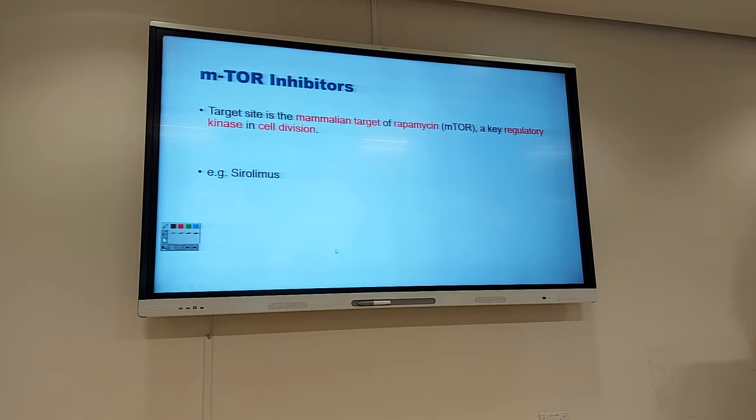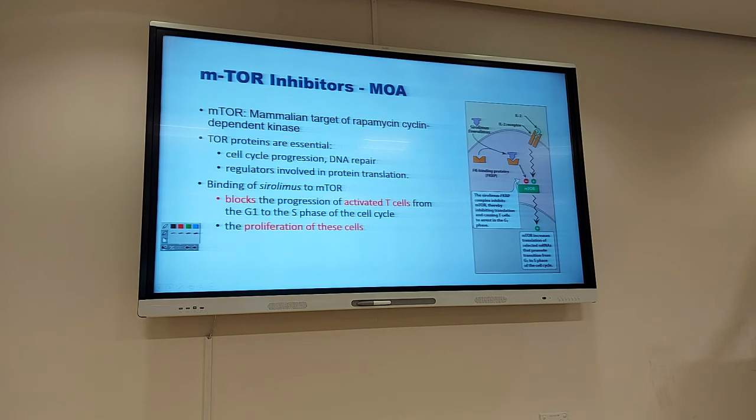So the second class is the mTOR inhibitors. The target is the mammalian target of rapamycin, which is a key regulatory kinase in cell division. Sirolimus is an example of that. It binds to the FK binding proteins that later inhibit mTOR. So inhibition of mTOR prevents DNA cell cycle progression and prevents the replication of the cell. So later it prevents the proliferation of the T lymphocytes.